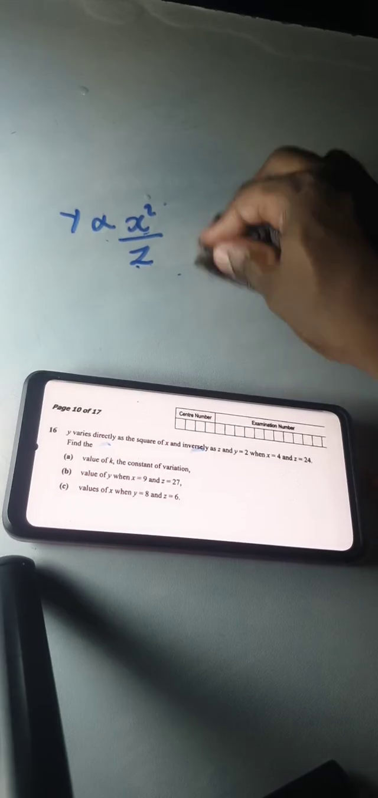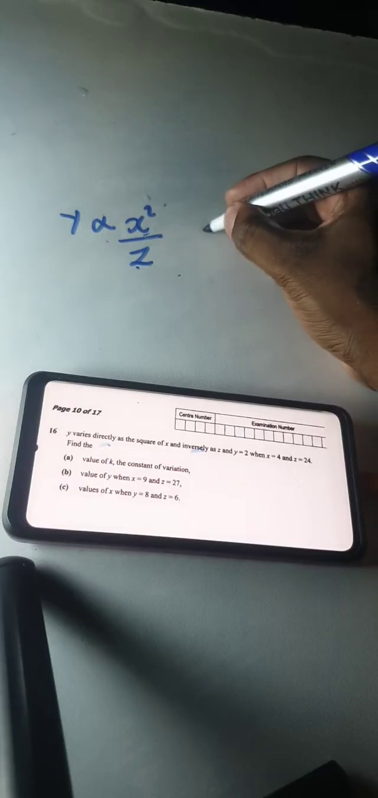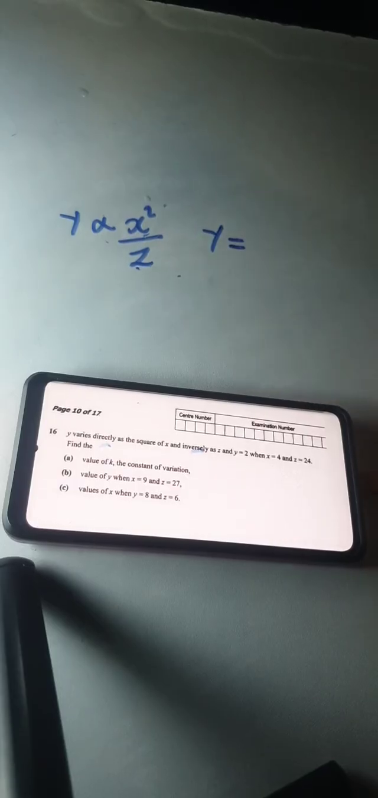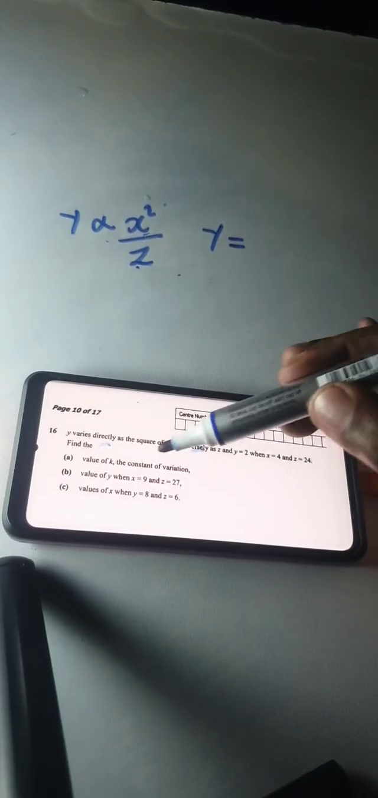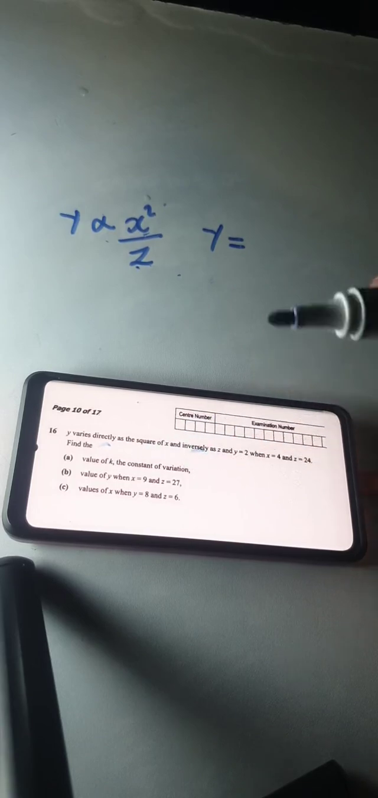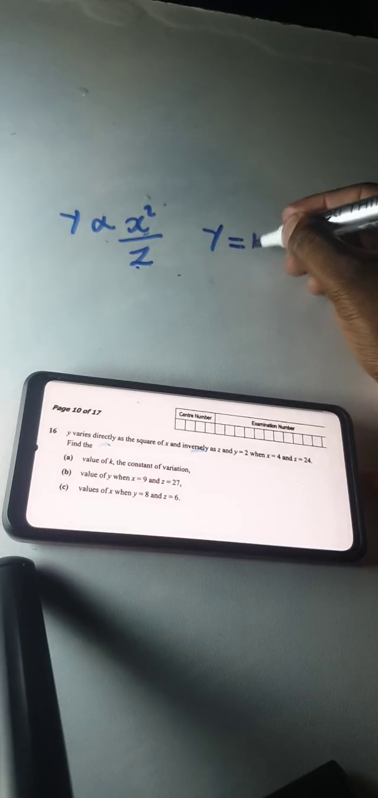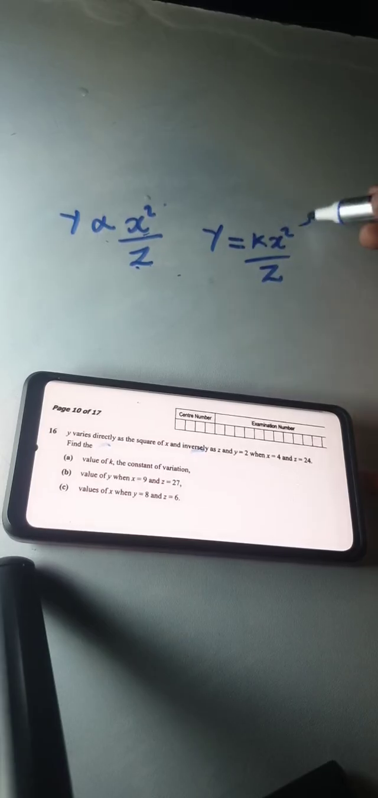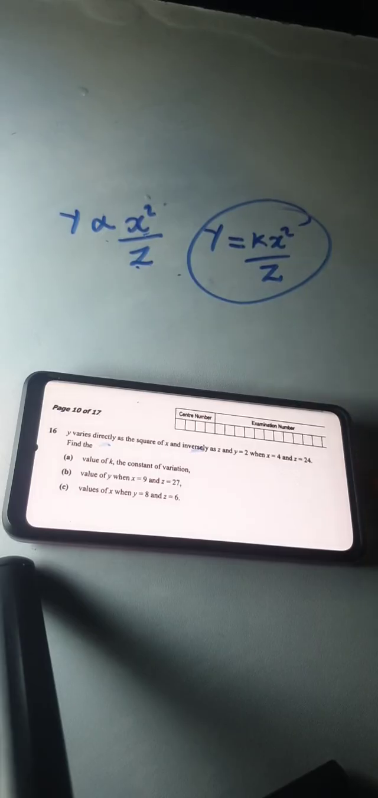So now, the moment we interpret that condition, we need to change that variation into y is equal to. The moment we say equal to, we bring in the constant of variation, which is k. So it will now be y equals k x squared over z. This is the formula we implement throughout the questions. So now let's jump in.